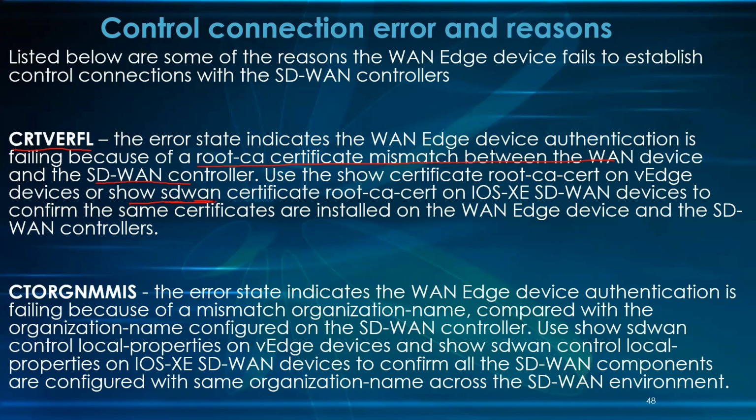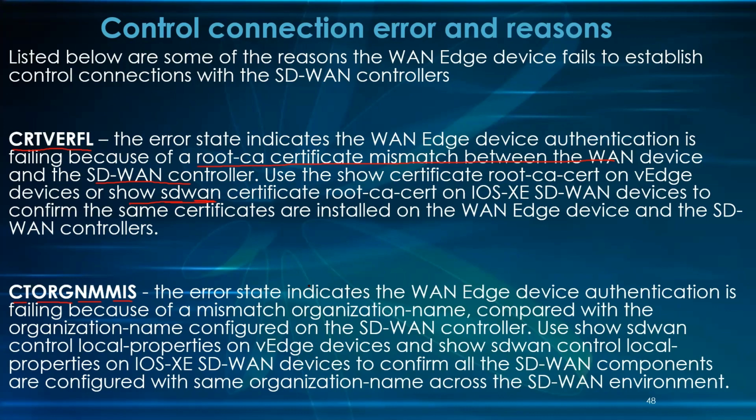Any question on this one? Okay. Next one, what we have is CTORGNMMIS. If you understand, CT, certificate, ORG, organization, NM, name, MIS, mismatch. So certificate, organization, name, mismatch.